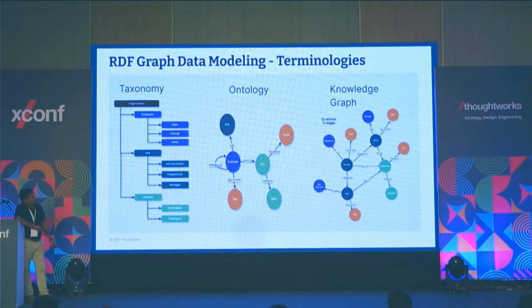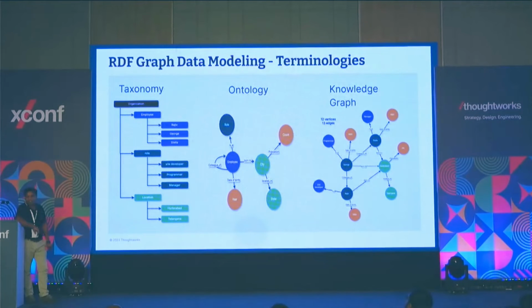Okay. So the next terminology is ontology. Ontology is nothing but the schema or the structure of the target knowledge graph, right? And the knowledge graph is nothing but the real world implementation of these two things.